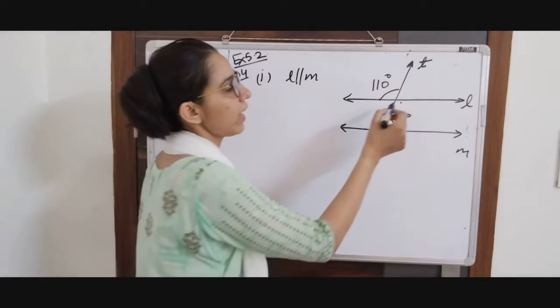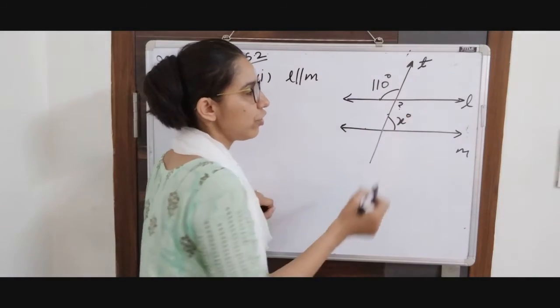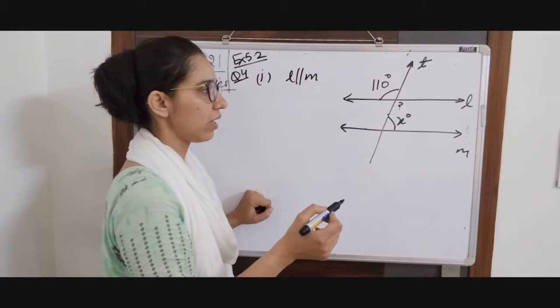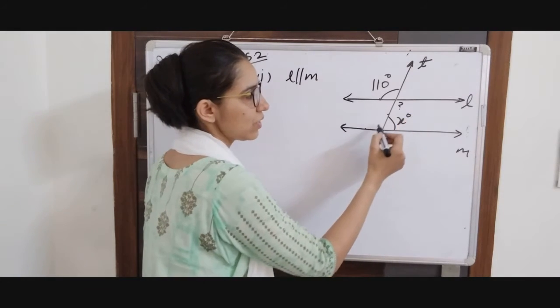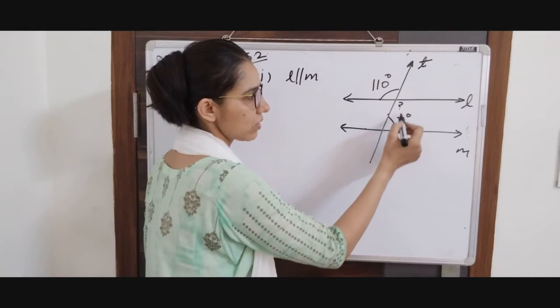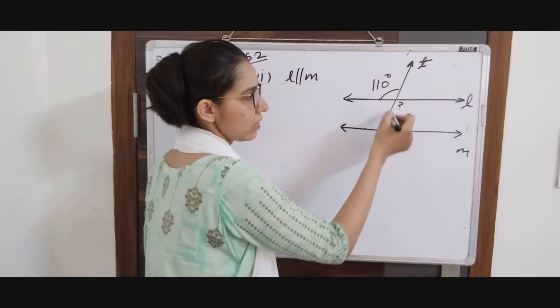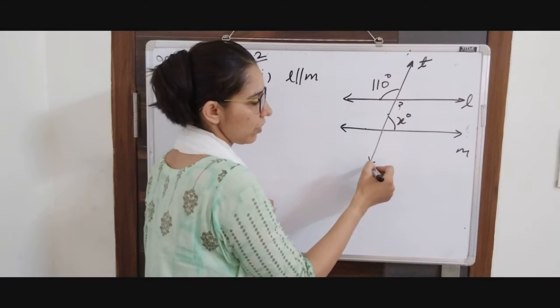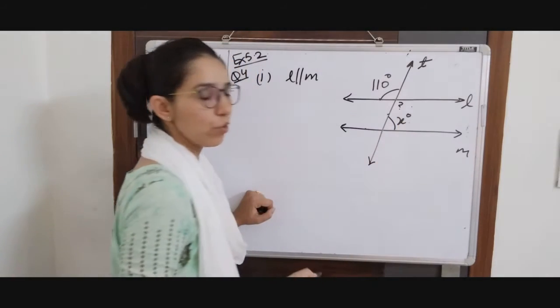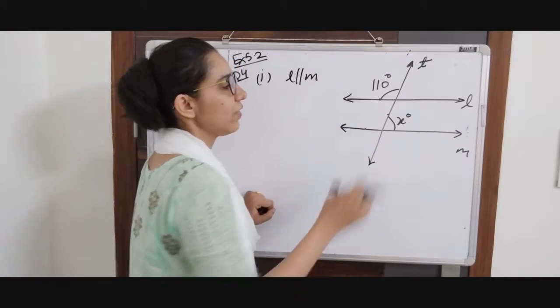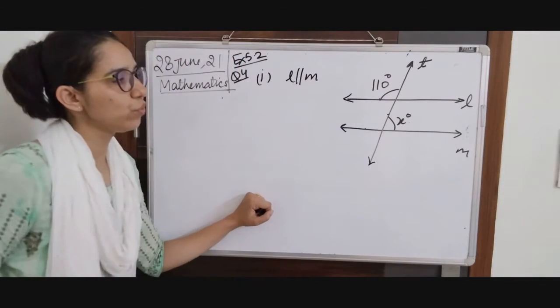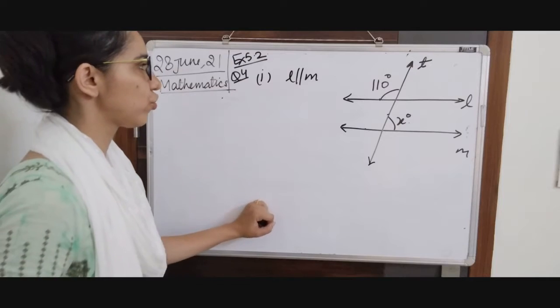Okay, so you can find out this angle, and after you have found out this angle, you know that if lines are parallel, then alternate interior angles on the same side of the transversal are supplementary. So this and this are going to be 180, and from there you can find out the value of x. There are other methods also.